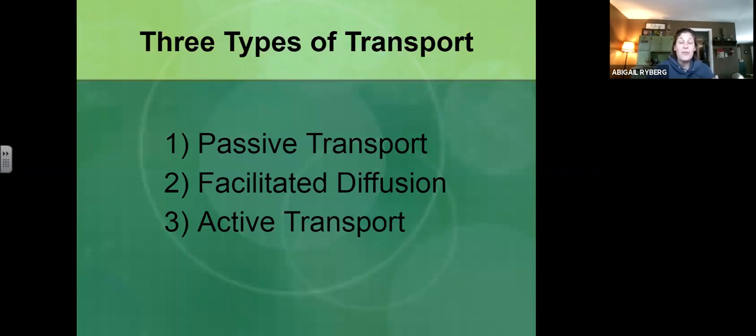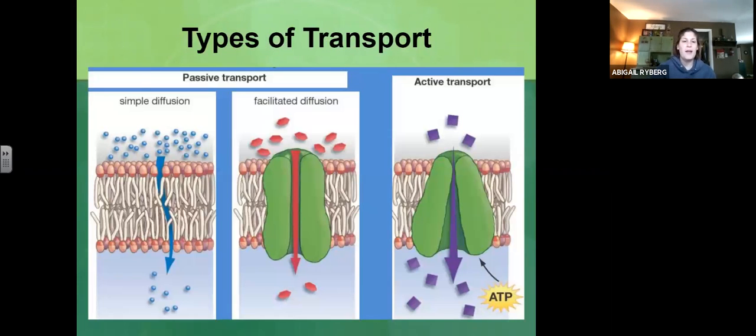We will look at 3 types of transport. So 3 different ways that cells can move materials across the membrane. We'll look at passive transport, facilitated diffusion, and active transport. I love this diagram because it kind of ties it all together before we take a closer look.